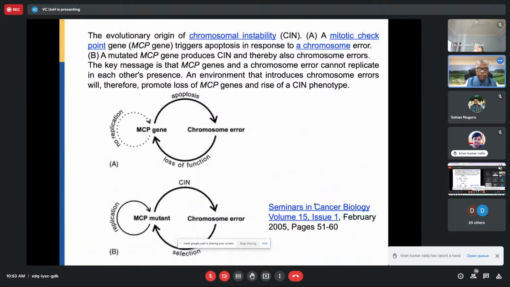Consequently, what happens? The initial chromosomal errors which happen in the precancerous cells give rise to loss of function, and then you have this kind of compromised replication. However, these chromosomal errors become very aberrant chromosomal errors, which give rise to selection, so that this checkpoint protein, MCP, a mitotic checkpoint protein, becomes mutated.